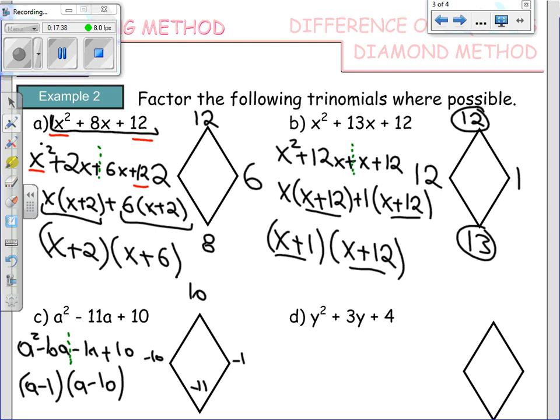Has anybody found things that multiply to be 4 and add to be 3? On one side is 2, and on the other side is... Does that multiply to be 4? Nope, can't do it. It's impossible. So you should have 4 there and 3 on there. If you can't do it, then you can't factor it.